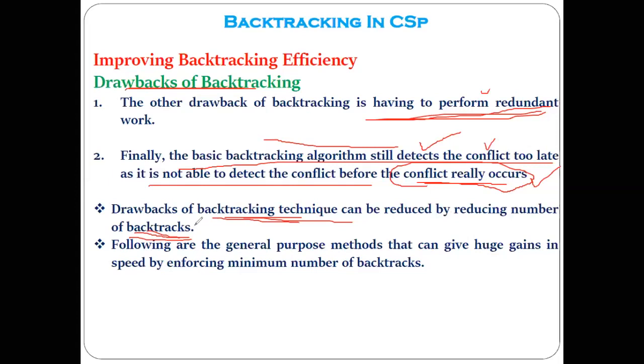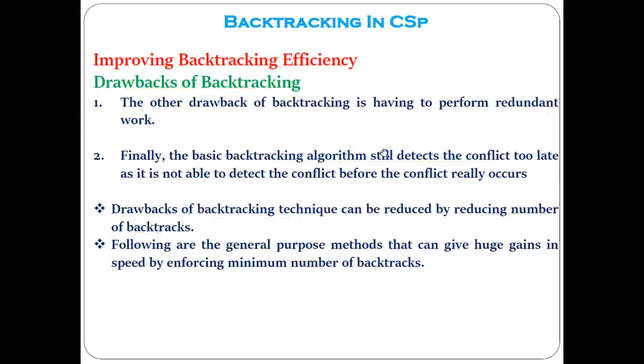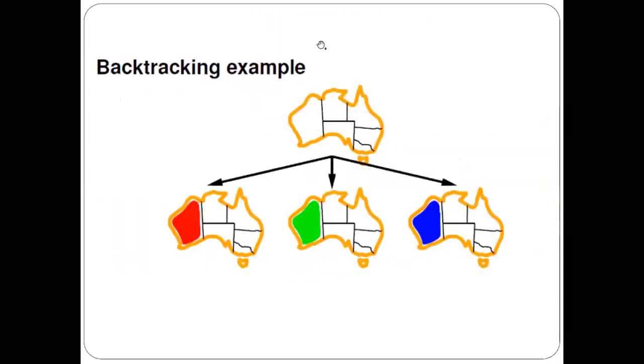Next, the point of our discussion is how we can decrease the number of backtracks while solving some problem using the constraint satisfaction approach. There are some techniques using which we can reduce the number of backtracks.